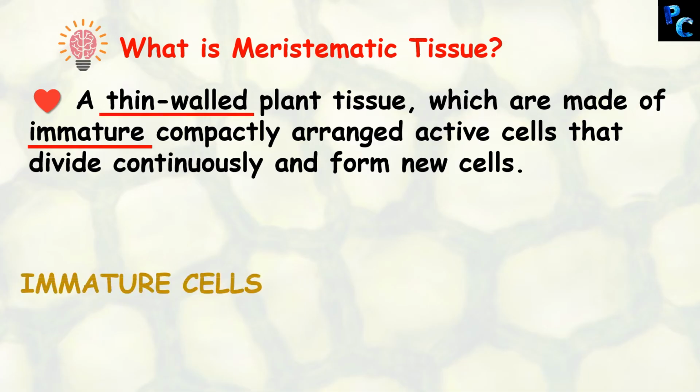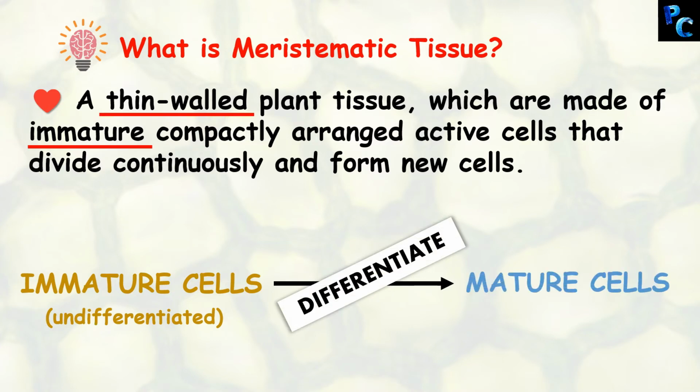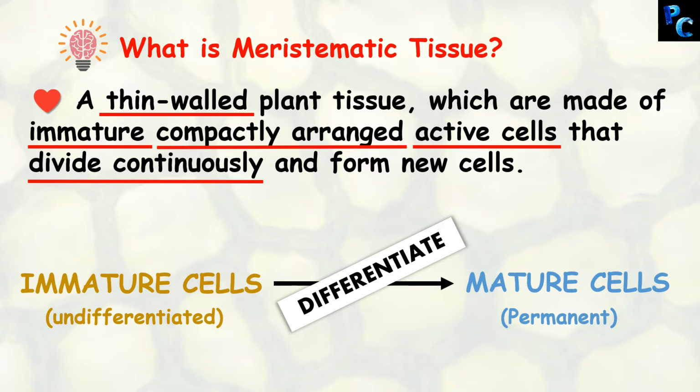Similarly, immature cells are undifferentiated cells. They will slowly mature to form permanent cells by the process of differentiation. So, meristematic tissue are not differentiated cells and they are immature cells. They are very active and they divide continuously and they are arranged compactly. That is, there is very less or no space between them. And as we have seen earlier, the name suggests that they divide continuously. Is this part clear, my dear students?